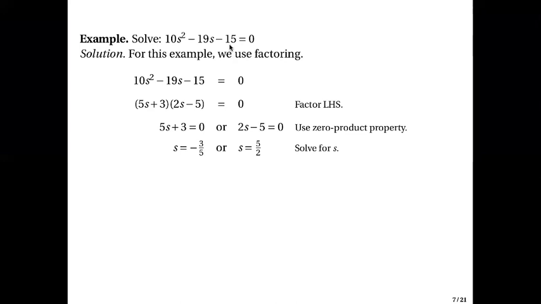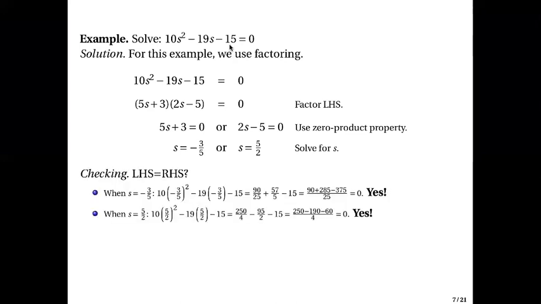And you can do the verification. So here's the verification part. You substitute your s with negative 3 over 5, calculate, you will get that 0 on the right hand side. You use s equals 5 halves, calculate, you will still get that 0. Okay?